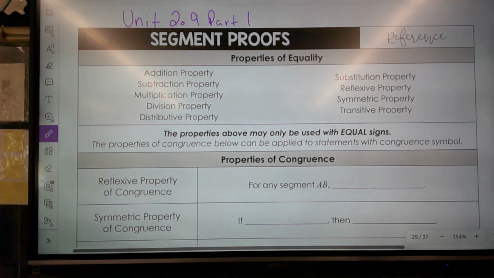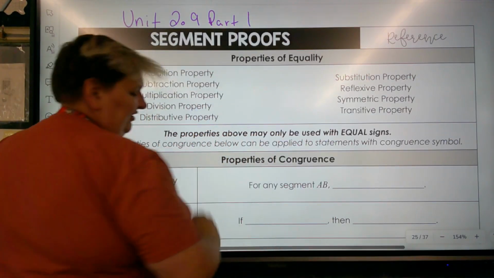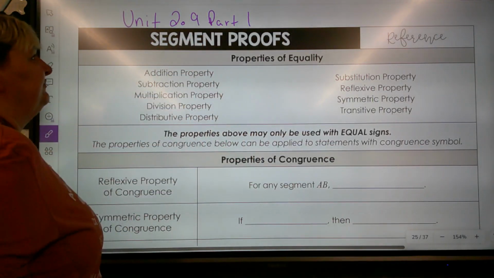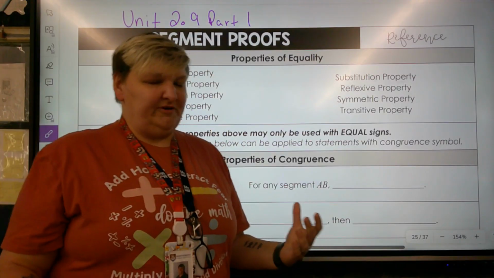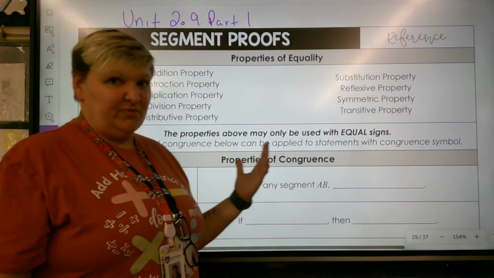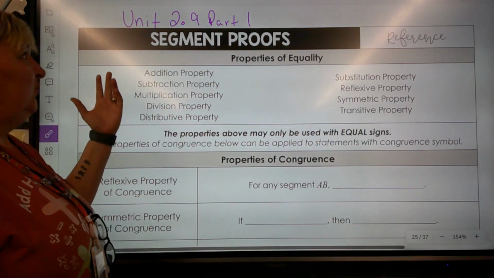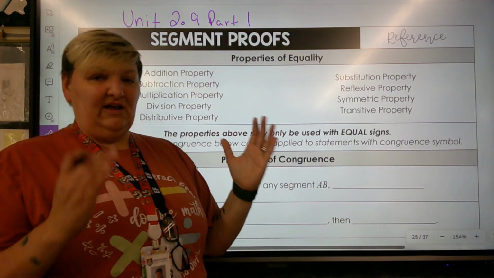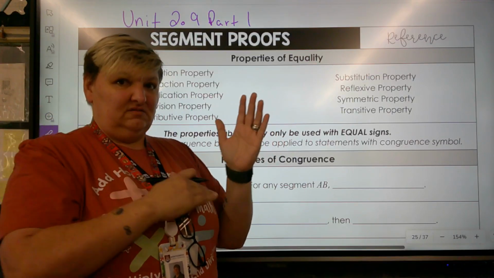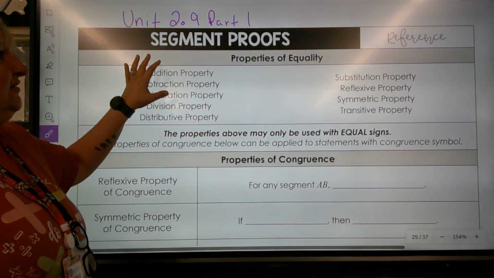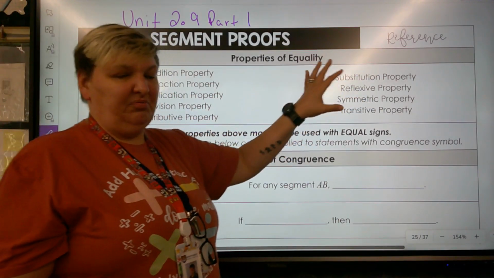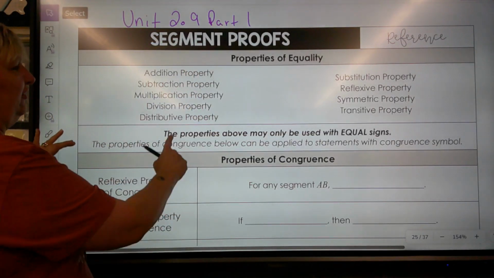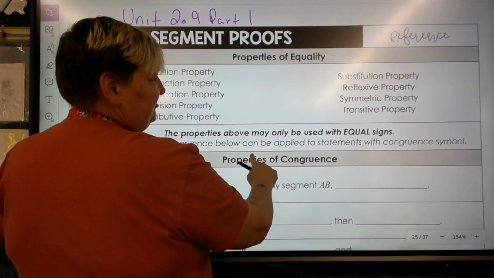All right, the last unit of Unit 2, 2.9, two parts, right? This is part 1. So in the same way we did properties of equality to apply to algebraic proofs, we also need to do segment proofs, right? Line segments, lines. Some of the properties of equality apply, which means you already know most of it. Great. But these properties can only be used on equations.